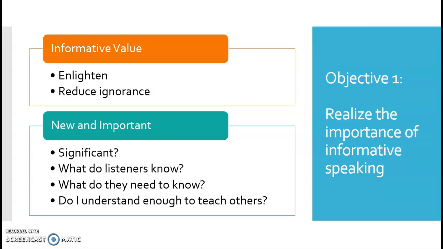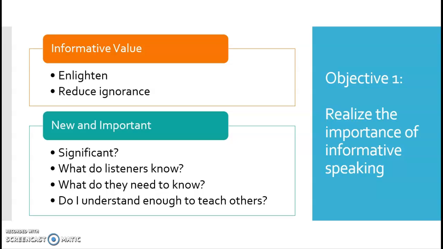And then the second value is to reduce ignorance. Oftentimes there are misperceptions, misconceptions of a topic, and it's not out of malice, it's simply out of lack of information. So informative speaking does these two things. It enlightens and it reduces ignorance. So let's take that now to your informative speech.